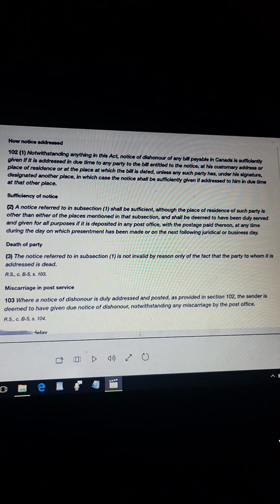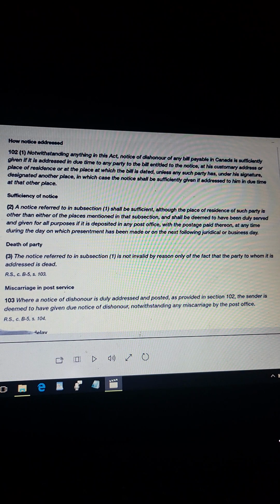Sufficiency of notice. Two. A notice referred to in subsection 1 shall be sufficient, although the place of residence of such party is other than either of the places mentioned in that subsection, and shall be deemed to have been duly served and given for all purposes if it is deposited in any post office with the postage paid thereon at any time during the day on which presentment has been made, or on the next following.